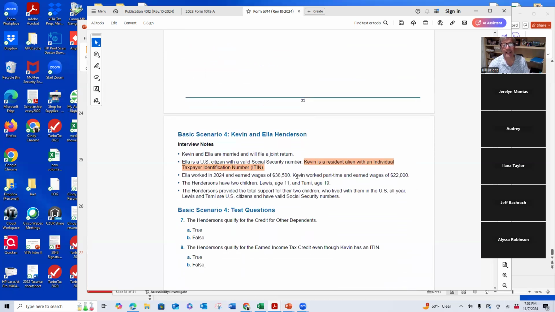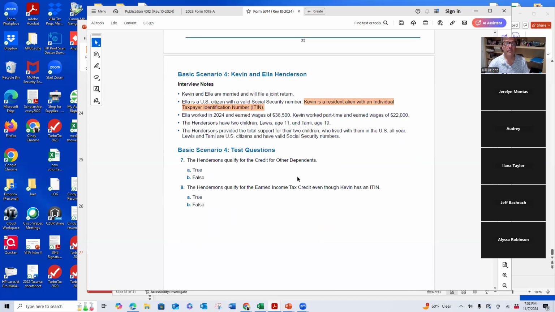So here's Kevin and Ella. They want to file a joint return. Kevin is a resident alien with an ITIN. Ella has a Social Security number. So they have one each. And they have 2 kids, age 11 and 19. The kids both have Social Security numbers. So do they qualify for the credit for other dependents? I think we went through that pretty obviously. It says they qualify for the earned income credit, even though Kevin has an ITIN. Well, I think we answered that when we went through the material as well.